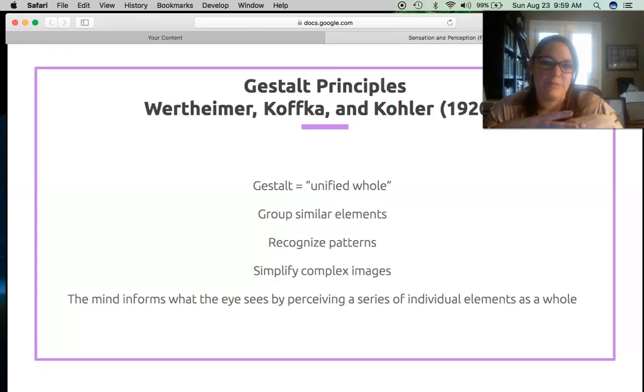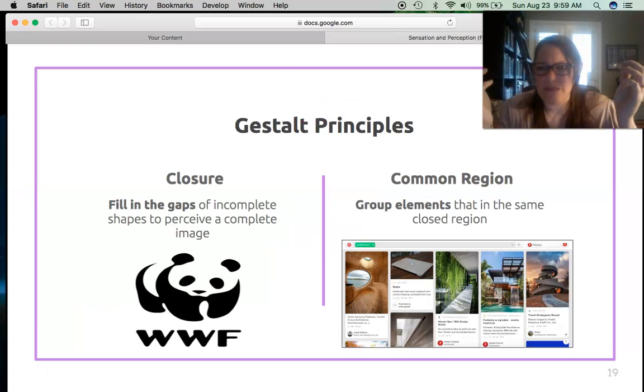Before we talk about the process of how we see, we're going to talk a little bit about Gestalt principles. Gestalt means a unified whole. This is our idea that we group similar elements together, that we recognize patterns, and that we simplify complex images to make it more palatable or easier for our brain to interpret. So the mind informs what the eye sees by perceiving a series of individual elements as a whole. This contributes to the idea of top-down processing, that our brain is actually helping our eyes figure out what we're seeing. What do I mean by this?